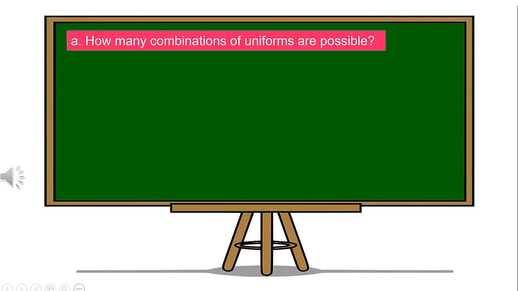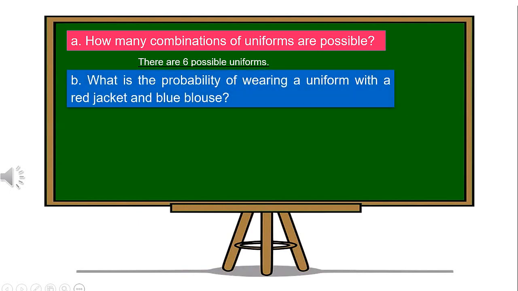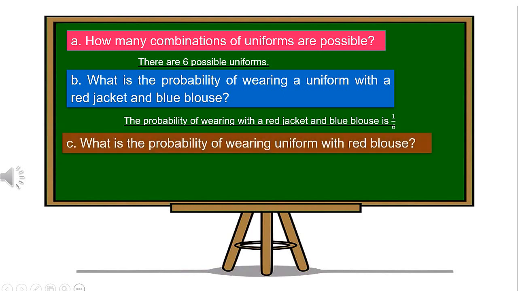Now, let's answer the questions. How many combinations of uniforms are possible? What's the answer? There are 6 possible uniforms. And letter B, what is the probability of wearing a uniform with a red jacket and blue blouse? What's your answer? Okay, the probability of wearing a red jacket and a blue blouse is 1/6.